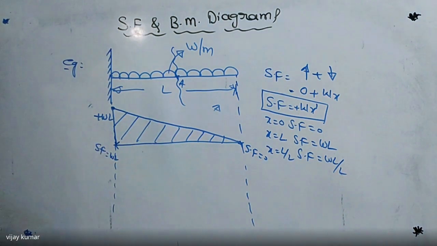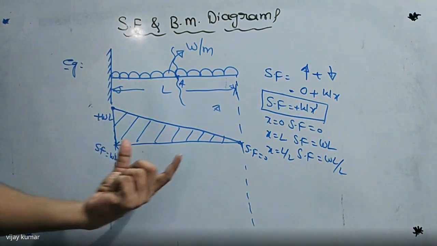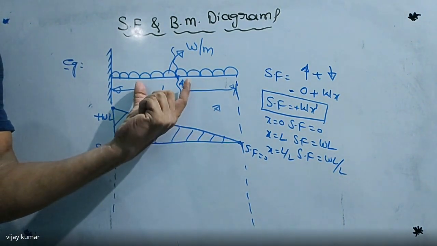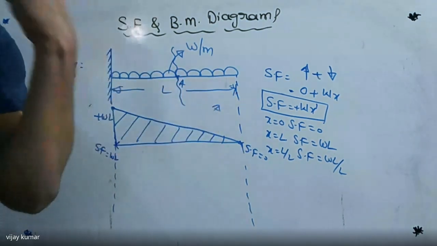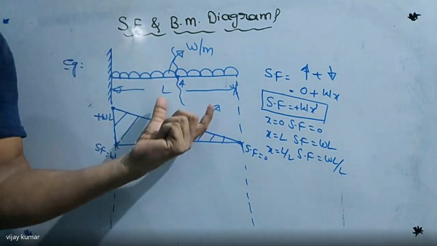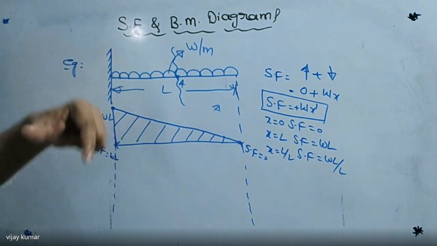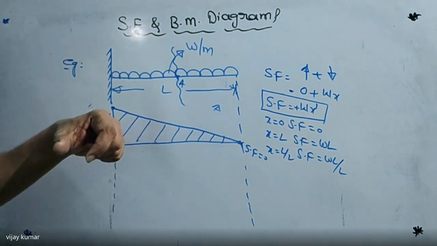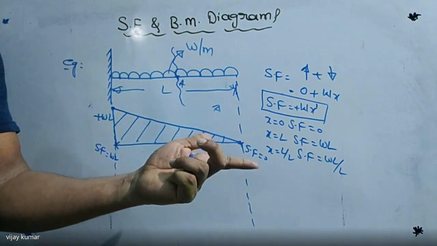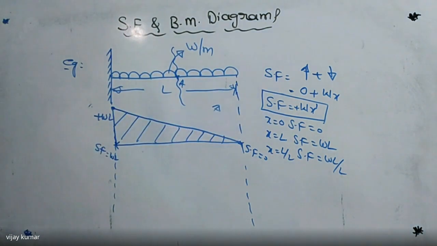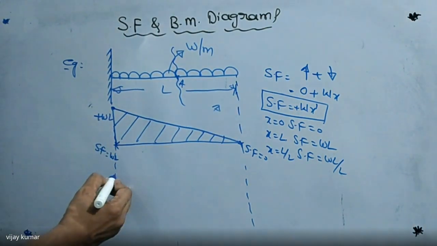Listen carefully. When the beam is subject to a uniformly distributed load, the shear force diagram is always a triangle. For point load, rectangle. For UDL, triangle. But in bending moment, for point load it is a triangle and for uniformly distributed load it is a parabola. I will give the table also in the next class.